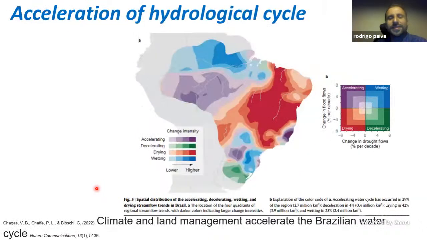And they argue that it means that parts of the region can be accelerating because they are having more intense floods and droughts, like this one. Parts of the region are decelerating, like this one. Parts of the region are just getting drier, for both floods and droughts, for example.